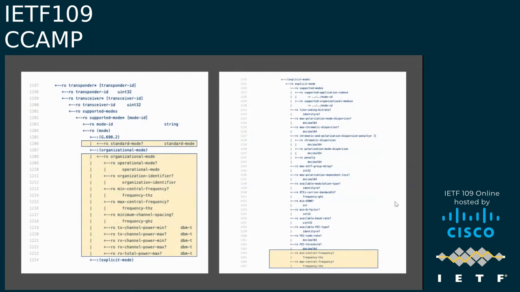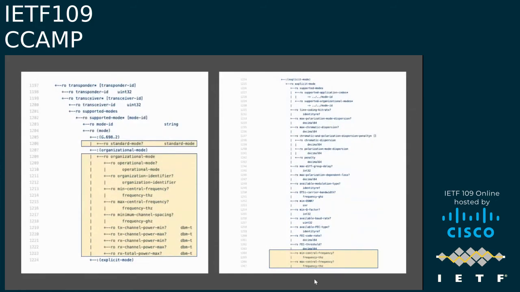So that's how it looks in the model. You see here that there's a standard mode, which is basically an identifier. There's the organizational mode on the left with two identifiers, the mode and the organization, which I think is in line with what we've seen so far. And there are other parameters like min-max frequency and power. Now you also see on the right that in case of an explicit mode, the same parameters show up.